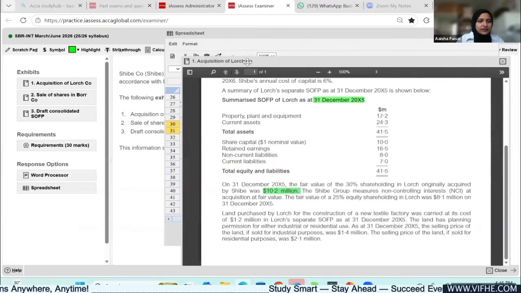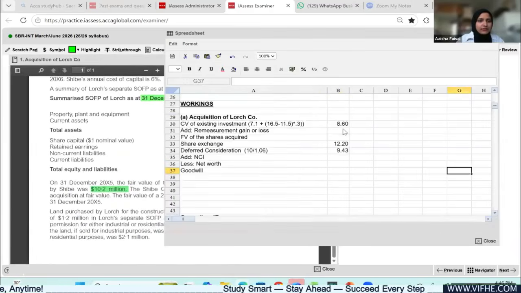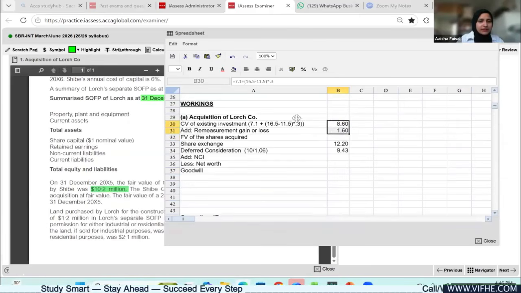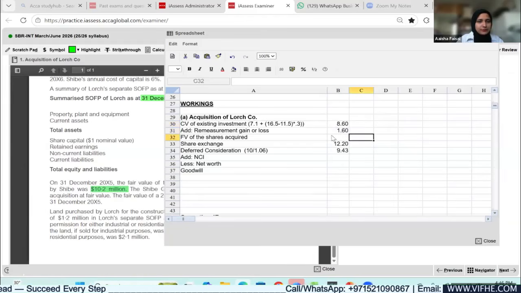Yeah, fair value is at 10.2 million. So I will take my fair value. How? I will take 10.2 less 8.6. So I got a remeasurement gain separate, carrying value separate. Combined, it is going to be 10.2 only. 6 is 12, and 8, 9, 10. 10.2 only.